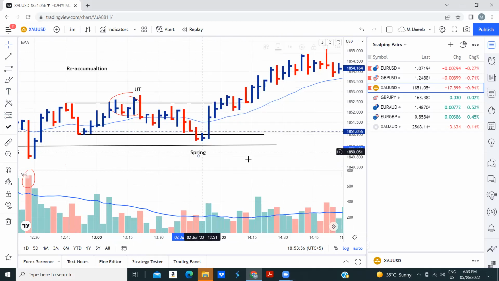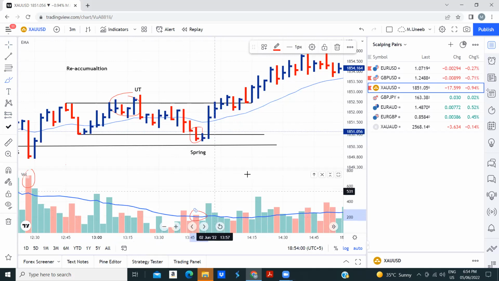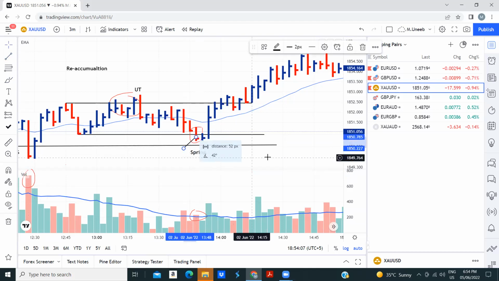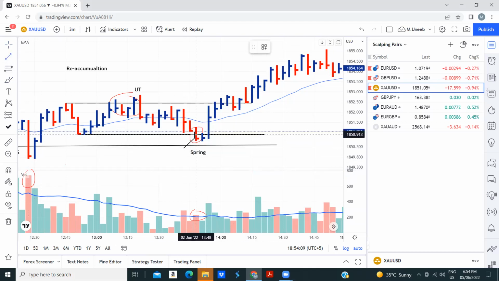And this spring does what here? You see, effort versus no result. Can you see? Yeah. Can you see this one? Compare it, this one, effort versus no result. This bar and this bar are nearly equal, but you see the volume here increases, effort versus no result.